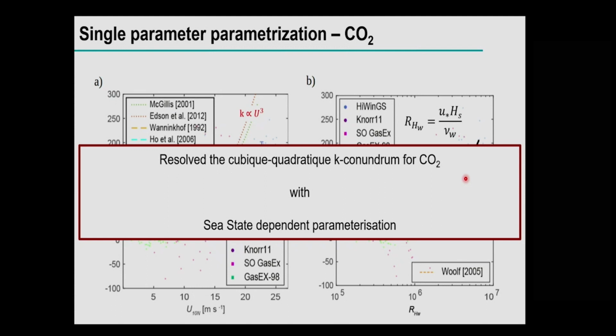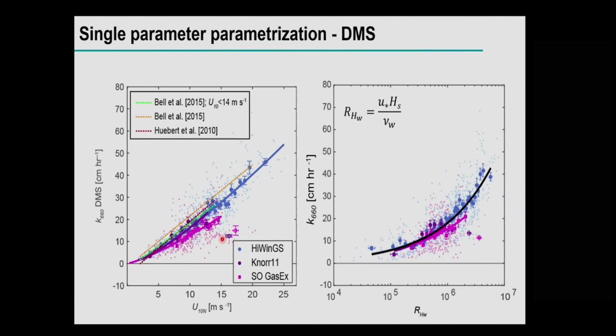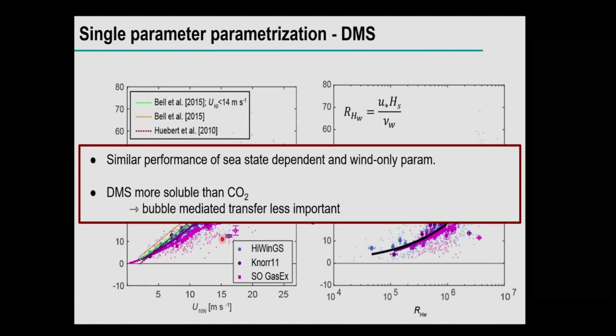relationship for CO2. We also had another gas on HiWinGS, which was DMS. Now, DMS is more soluble than CO2, and it shows mostly a linear dependence on wind speed. When I plotted that against the Reynolds number, I didn't quite find an improvement, so waves are less important, and that's because the bubble-mediated transfer is less important.